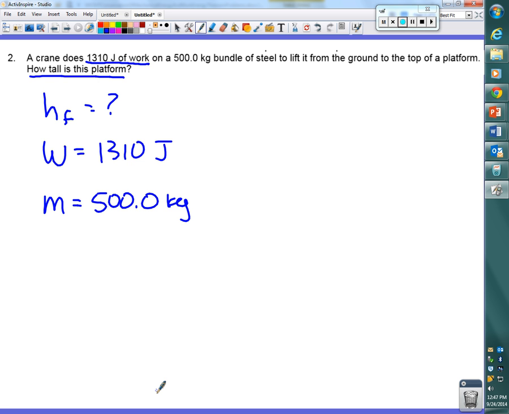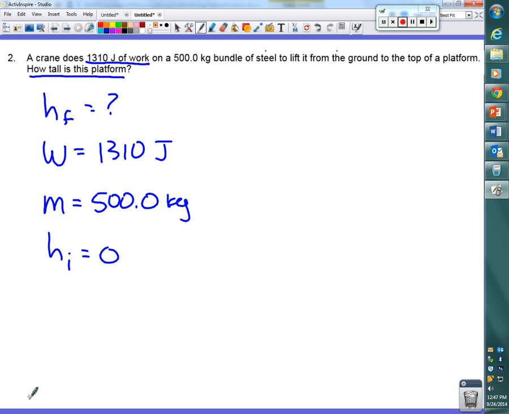Couple of less obvious things. Where does the steel bundle start? At the ground. So what is 0? Which height? Okay, so that's 0.